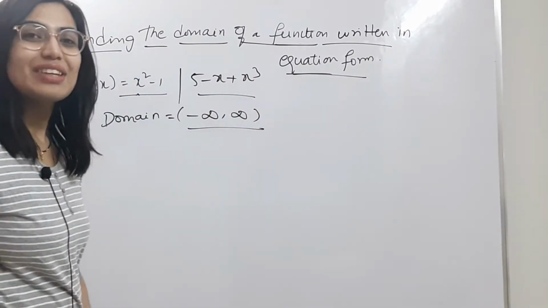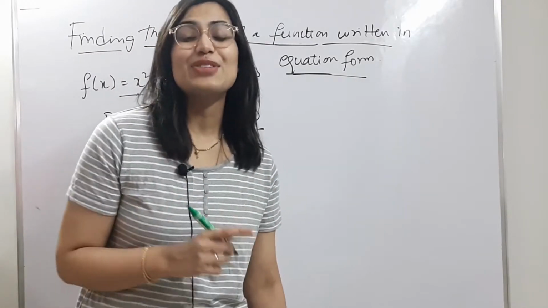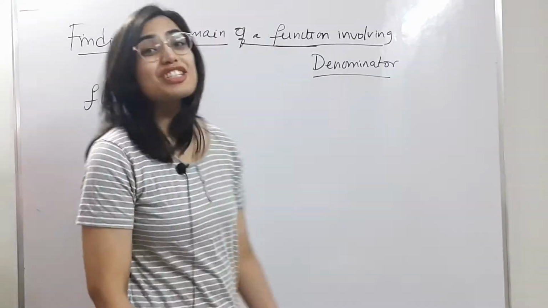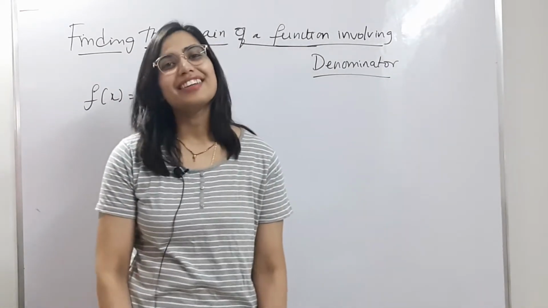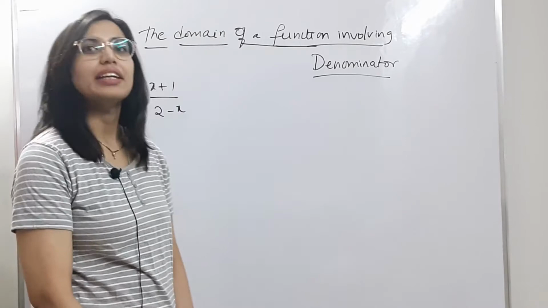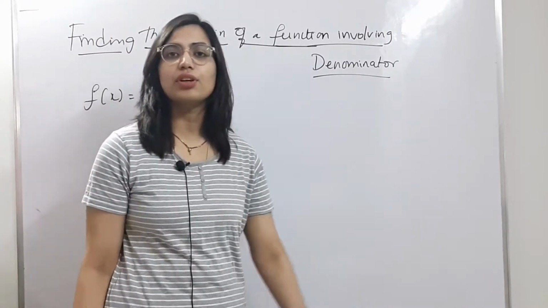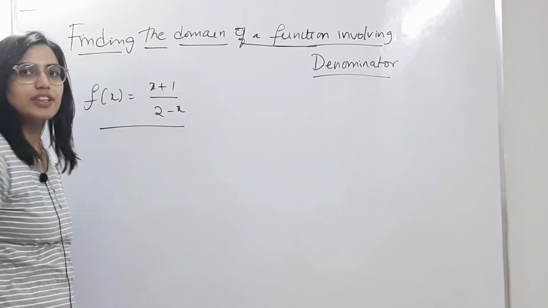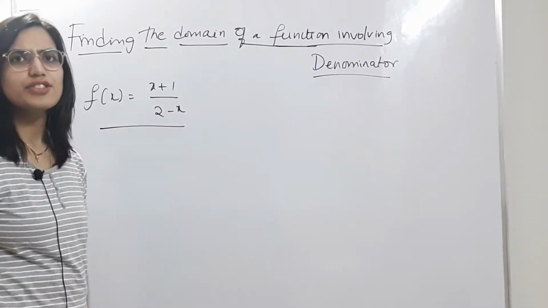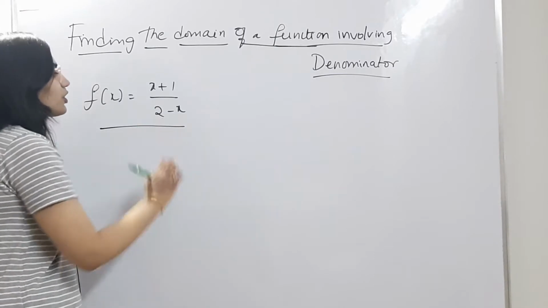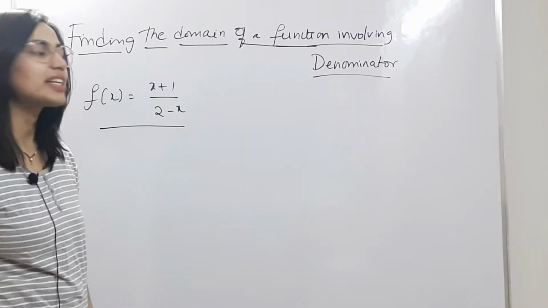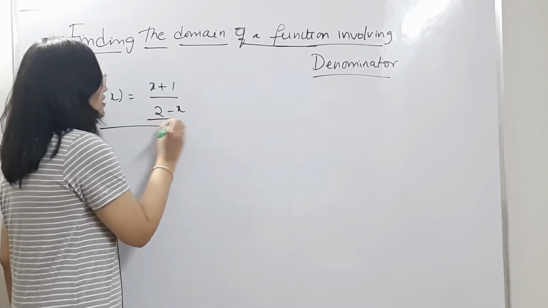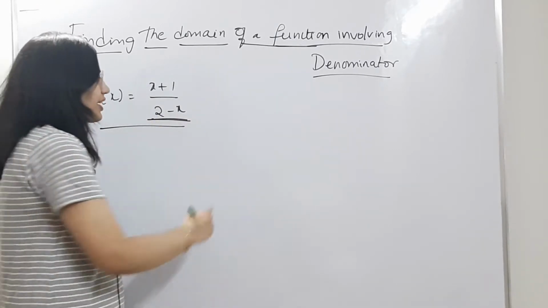Okay, now let's see how to tackle the situation where there is a denominator with x in the function. So the next step will be for you to find the domain of a function involving a denominator. So in here, say for example, this is the function. Okay, this has the denominator x minus 2. So we need to ensure that this will not become 0. What do I mean when I say that the denominator should not be equal to 0? That means, when will this denominator be equal to 0? When x is 2.